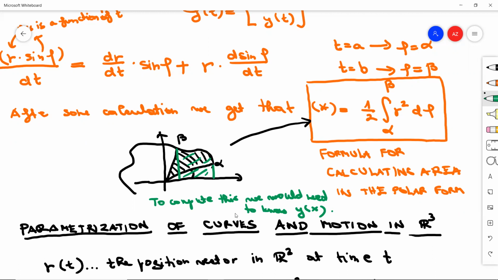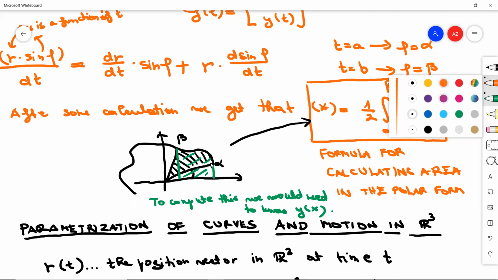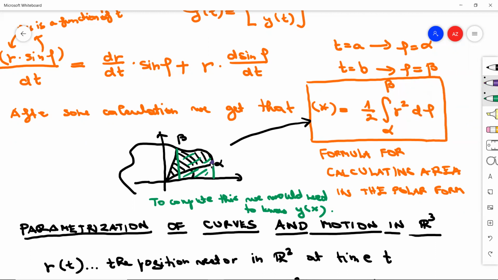I mean, we could do this numerically. So we could compute enough x's and enough y's so that we would get enough points on this line, and then we would do it numerically. So sum up those trapezoids.